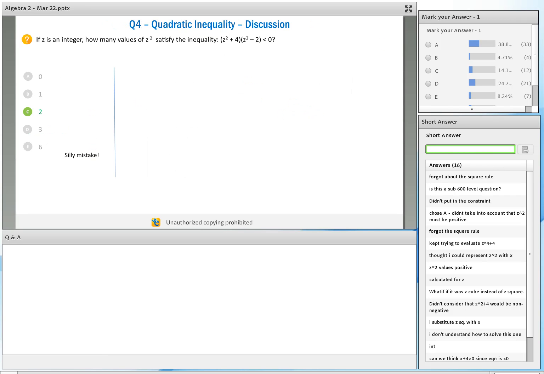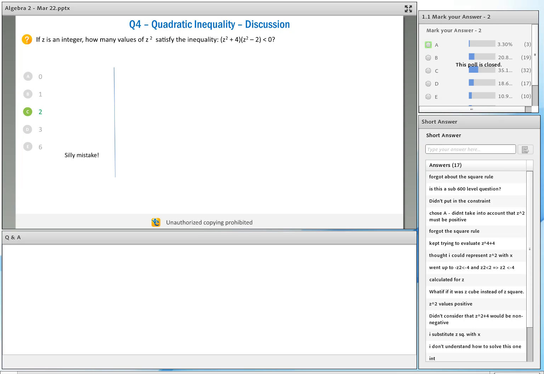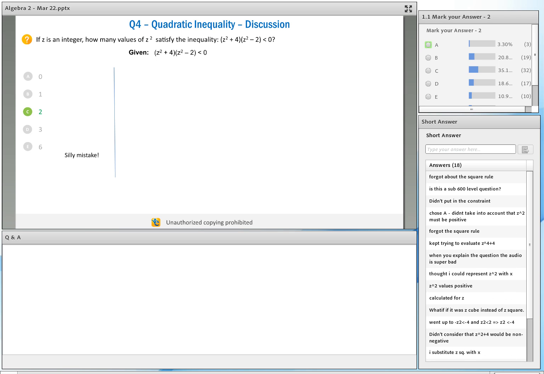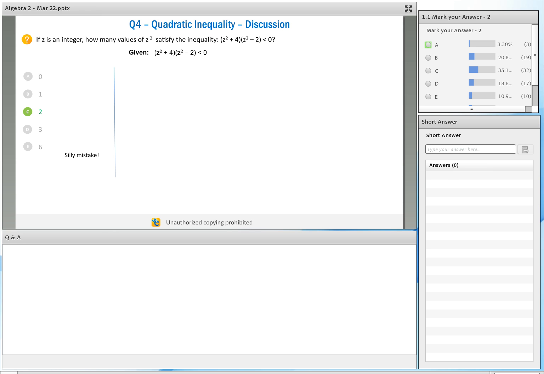Okay, let's look at the next question and let's see how you polled for the next question. Here is how you polled for the next question. I believe choice C is the correct answer, but let's really see again. What's the constraint? The constraint given to you, and let's just clear all answers over here. What's the constraint over here? Can you tell me? Z is an integer, yes. And we have to find the number of values of z square, not z, but z square.